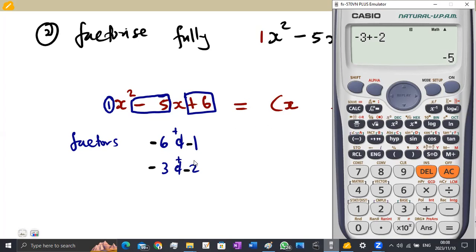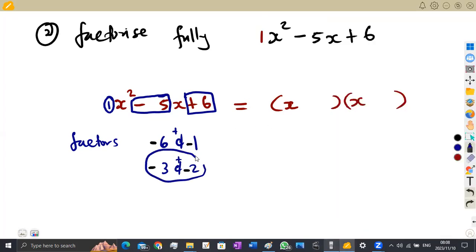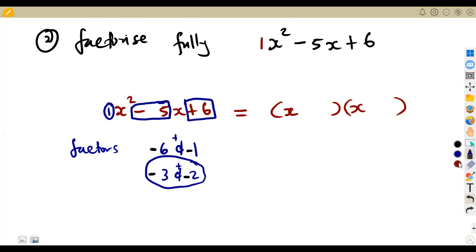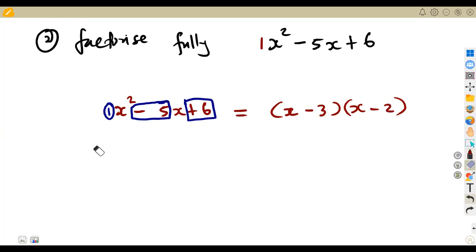So the numbers that you're going to consider will be -3 and -2. These are the numbers that you're going to use as they are: -3 here, -2 here. So we have factorized our expression. Just by doing this, you have your expression in a factorized manner, or in its simplest form.